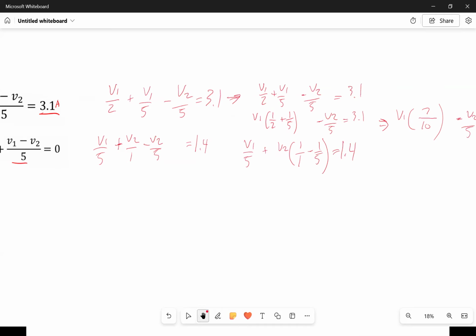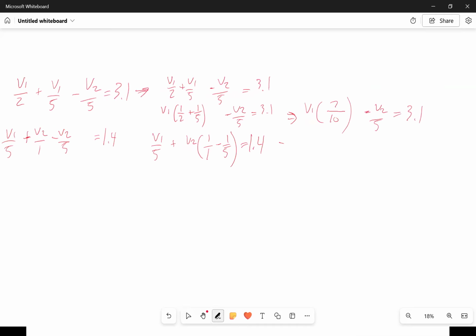All right. So now we can set it up in our form where we're going to combine the V2. So that's going to be plus V2. Now the common denominator is 5. So we have 5 over 5 minus 1 over 5, which is 4/5. And that equals 1.4. Okay, that's my second equation.